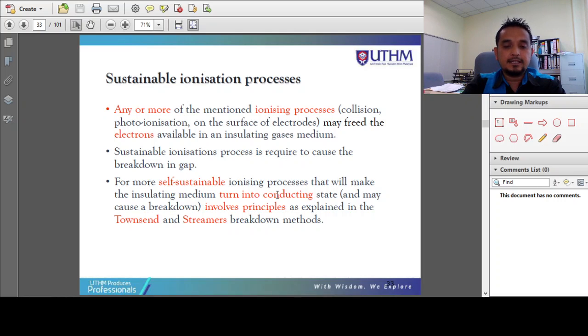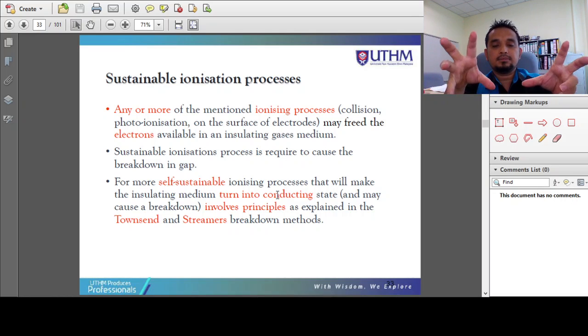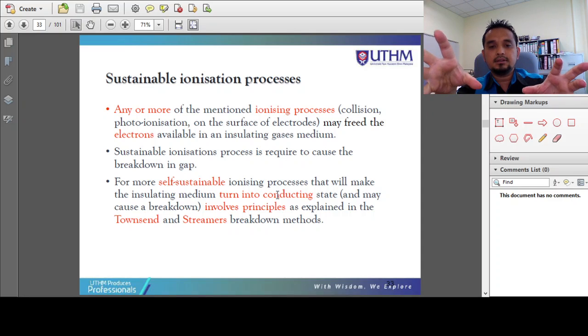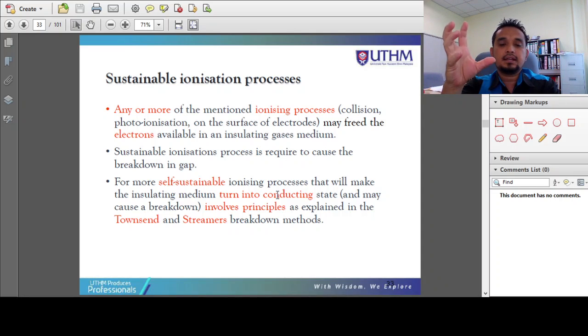In this case, the insulator, the dielectric material, which has insulating properties that prevent the current flow, turns into the conducting state. The insulator will become conducting, or in other words, we can call it a breakdown. That will lead to the failure of the insulator. This can be further explained by two principles known as Townsend's and Streamer's principles during the breakdown phenomena.